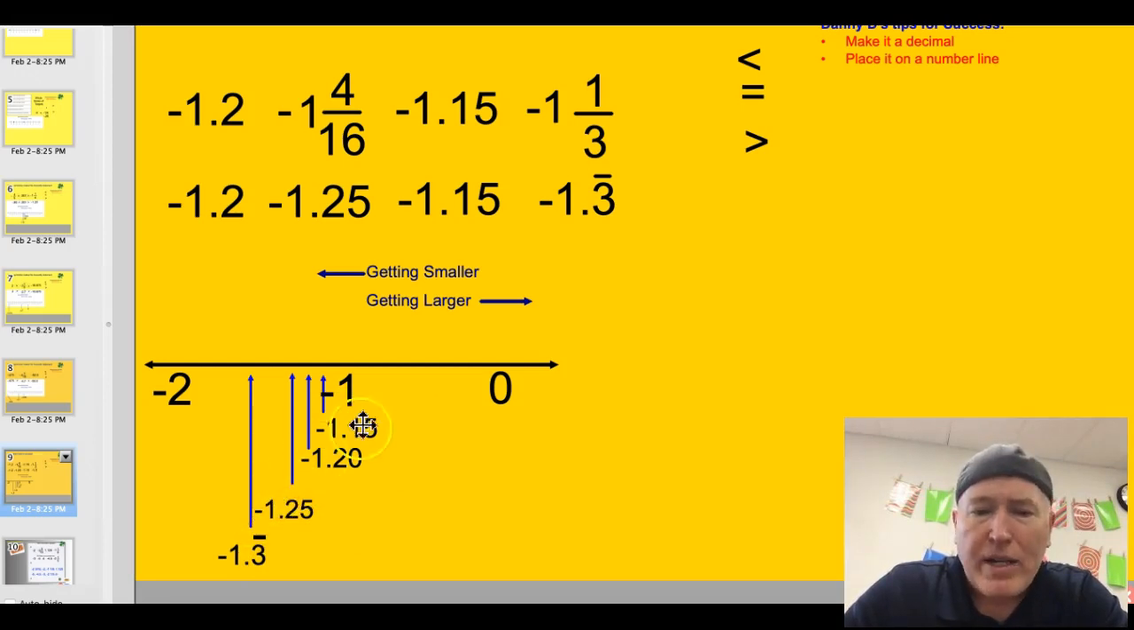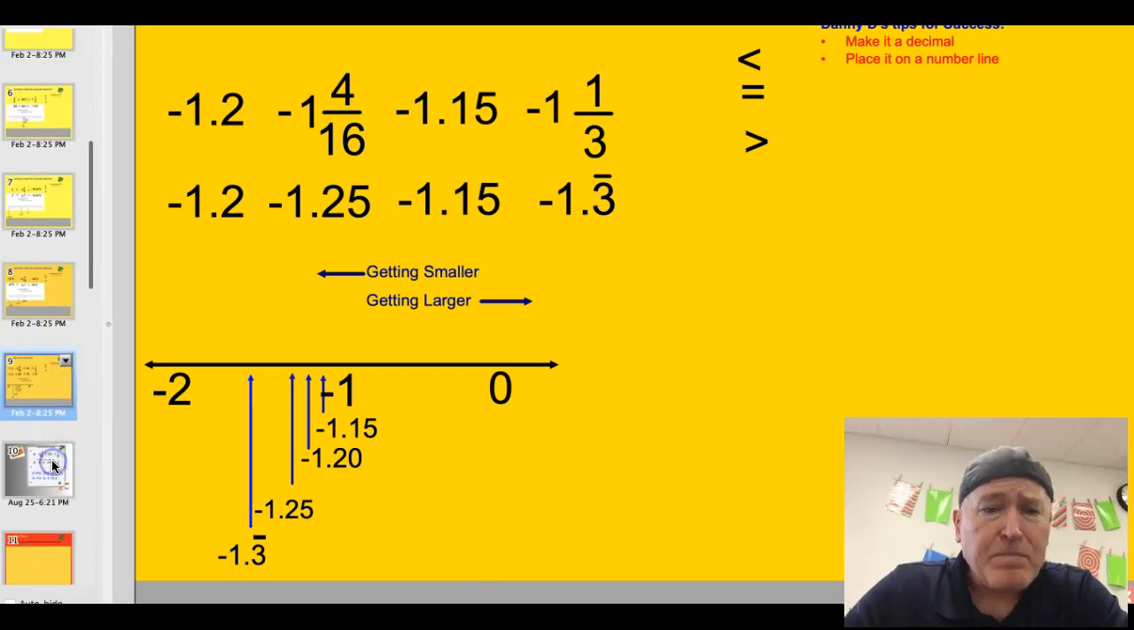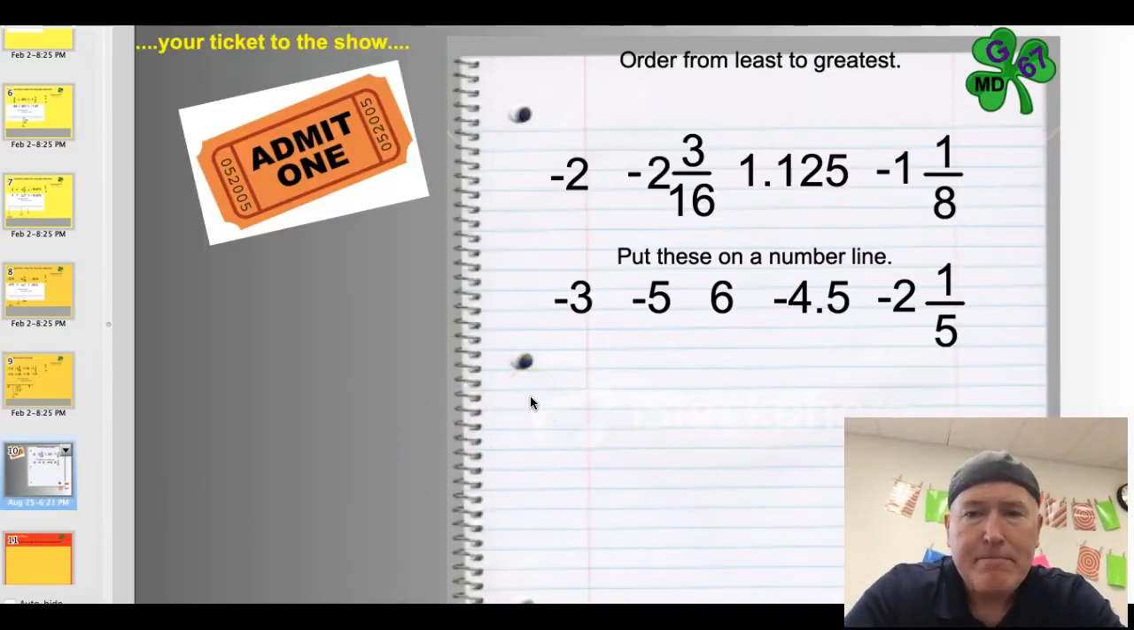Number lines are great. I don't think you have to be so precise with them. I think just get some values down there and plot them. And even if your intervals are just a little bit off, you're still going to get the idea of what's the least and what's the greatest based upon which ones are closest to 0, which ones are farthest away from 0. All right, go ahead and work on these. Put those in order from least to greatest. Put the second ones on a number line.